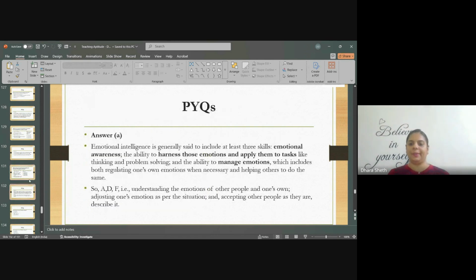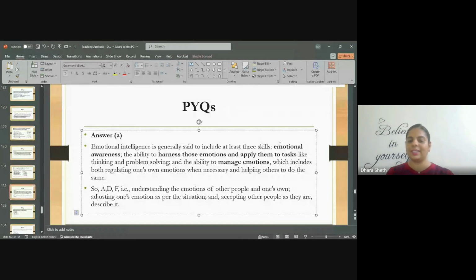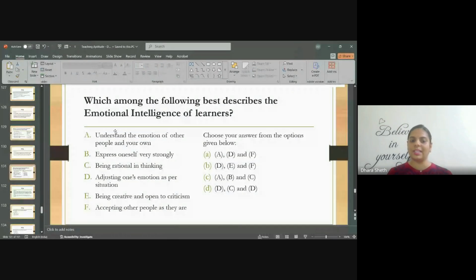Okay, so why A? Emotional intelligence is three things. Emotional awareness, that is what are your emotions and others' emotions. You are aware of what you are feeling. Second is, you are able to harness or leverage those emotions and apply them to thinking and problem solving. And third, ability to regulate or manage emotions. So A, D, and F are the correct answers here. Understand the emotions, adjust the emotions, and accept people as they are.